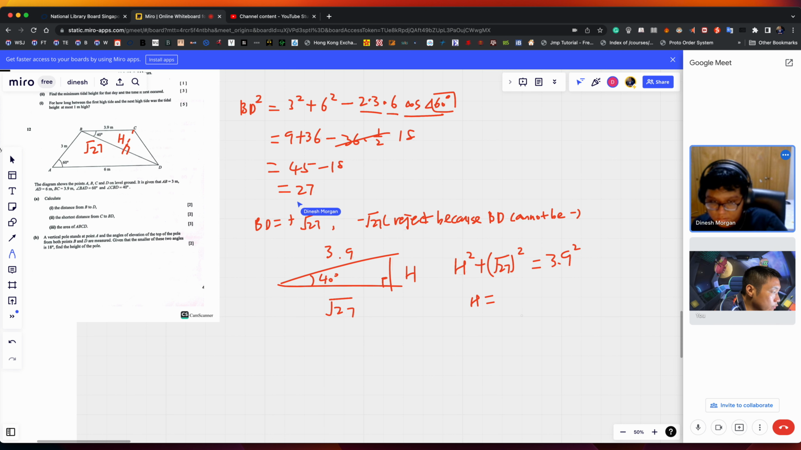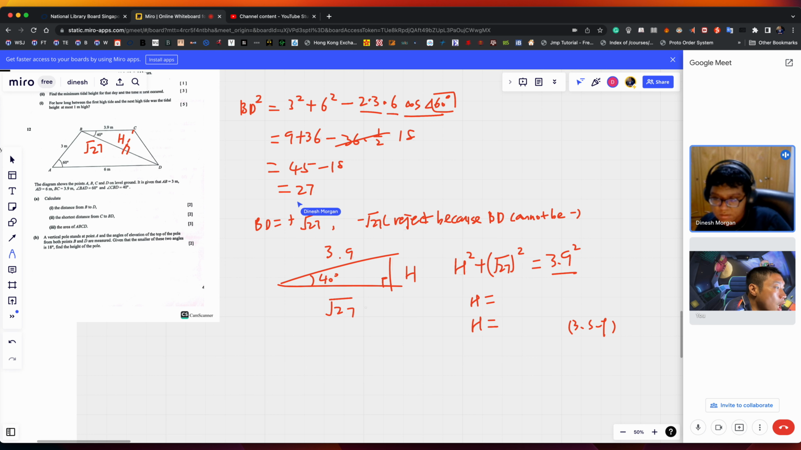If the number is not nice, then choose significant figures. But before you round to significant figures, I think it's good to write down the number given by the calculator first. Then you round off to 3SF. Yeah, you can just do 3.9 square minus 27. That's not okay. It's not.